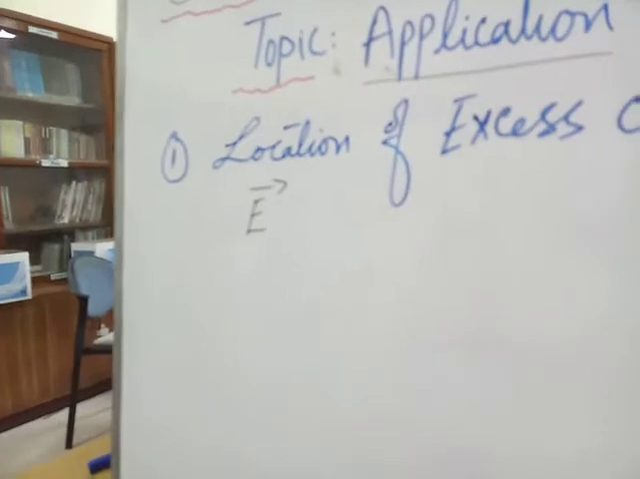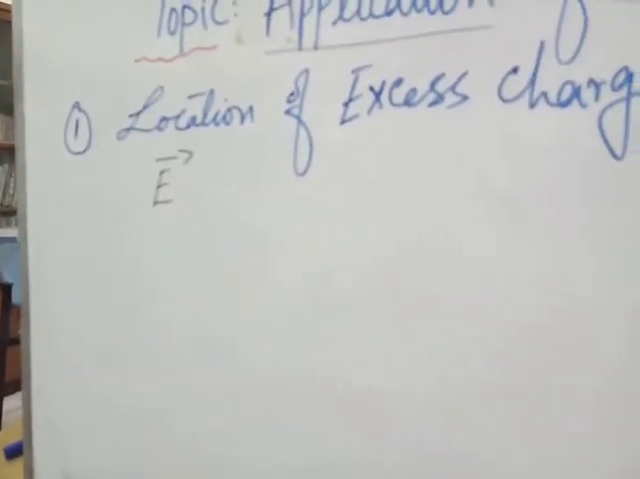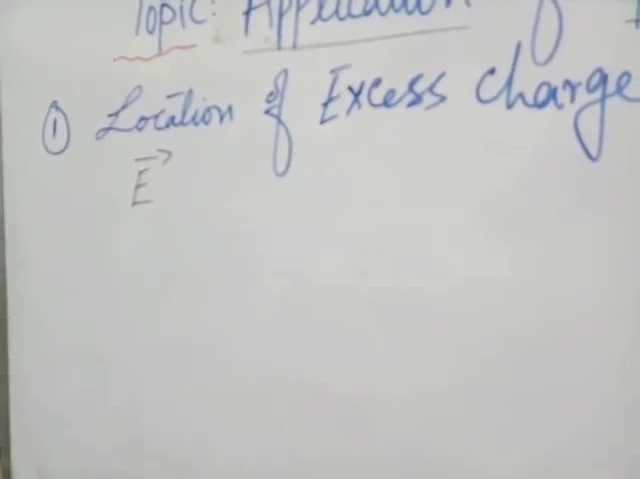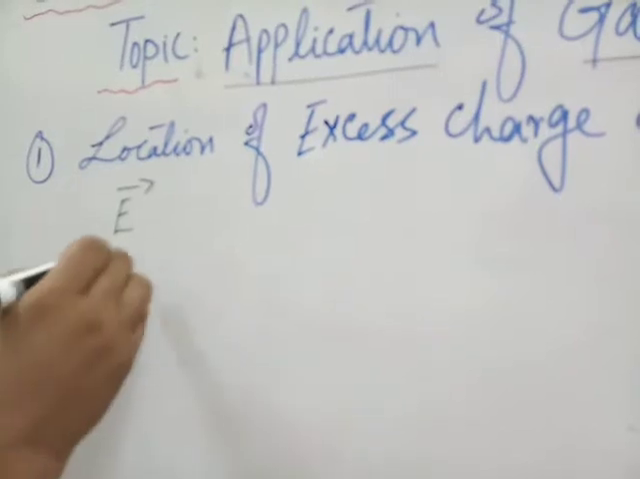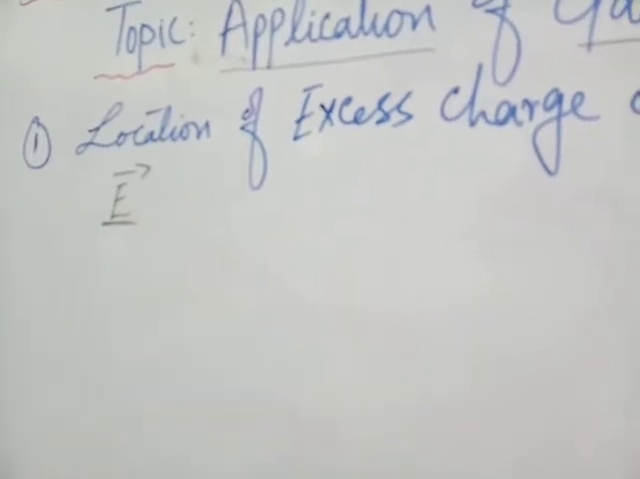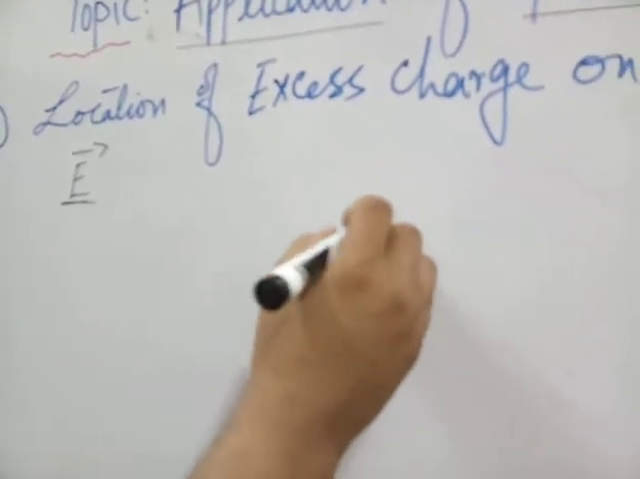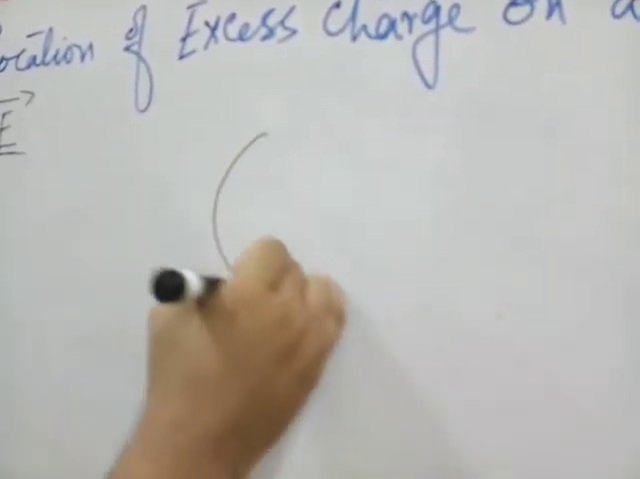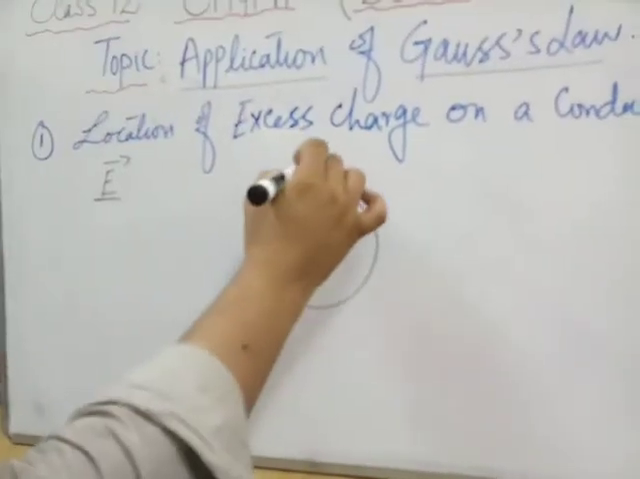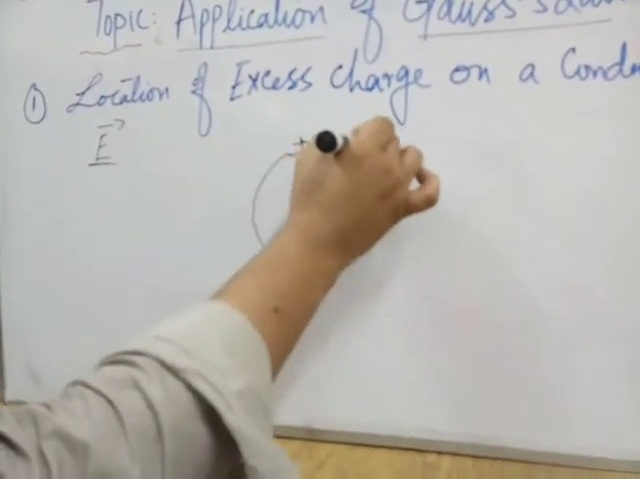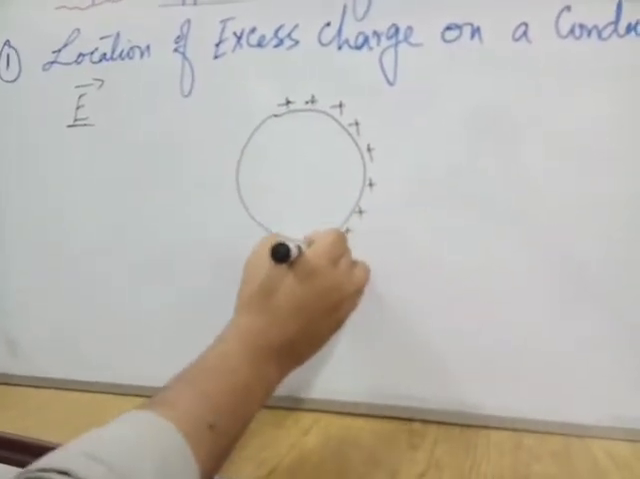In the case of sufficiently symmetrical charges which are distributed over any surface, for that we first calculate the electric intensity for a charge on a hollow charged sphere. I am going to draw the hollow charged sphere. The charge is distributed over the surface of that sphere.